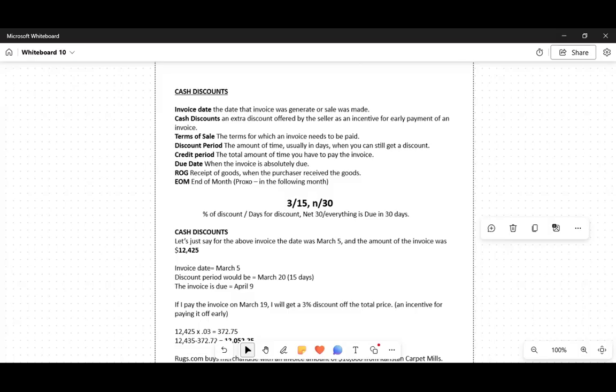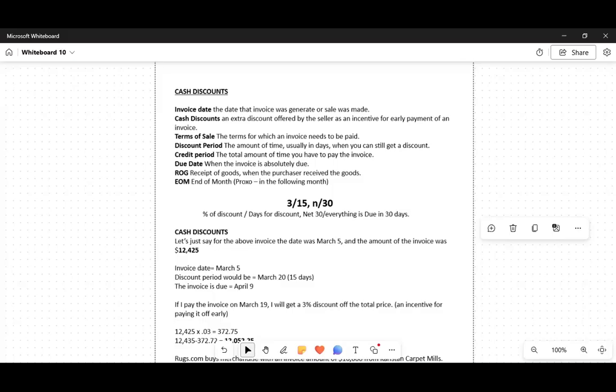Now, however, if you don't pay it within 30 days, you may get a late charge. You may get dinked with more stuff. That's not mentioned in the terms. Maybe the policy that you have as a purchaser from them states that if you don't pay it within the invoice dates, you're going to be automatically subject to additional fees. But in the terms of a cash discount, basically everything is due in 30 days.